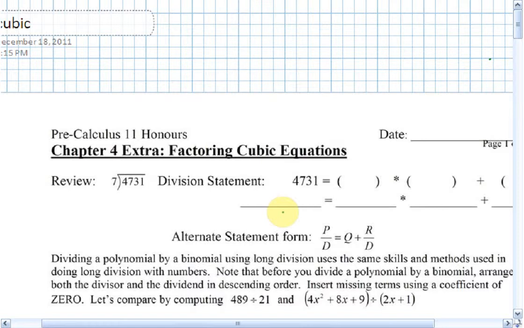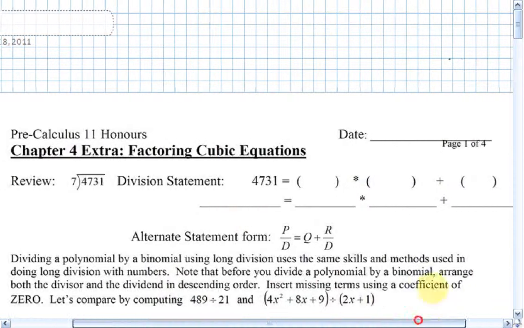So I'm going to show this to you now. I will put one question like this on your test as well, so you still need to do this.